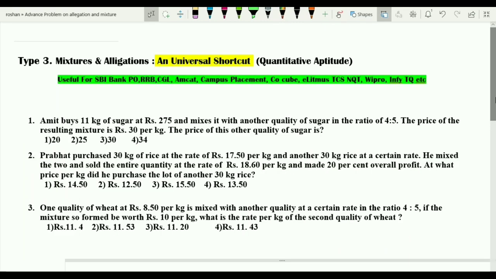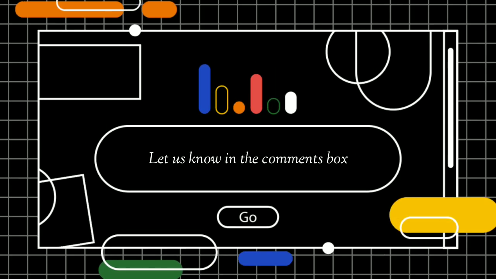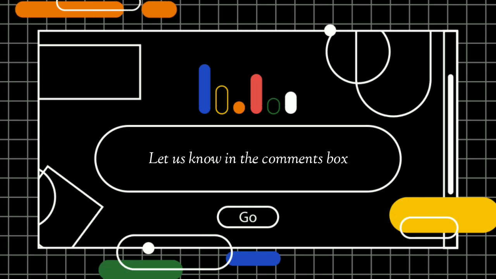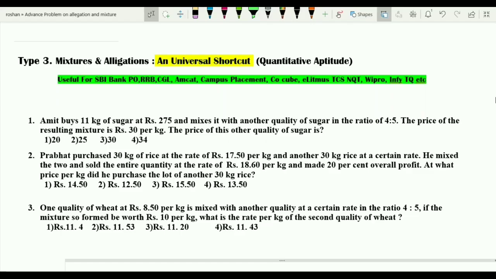Before we start the class for the day, I want you to assess yourself on where you stand. These are the 3 questions. I'll give you 2 minutes of time. Let me see how many can beat the time. Tell me in the comment box how much time you have taken to solve it. If you're not able to solve any one of the questions, let me know. I'll come up with a proper video for the solution of it. Okay, so let's start the topic for the day.